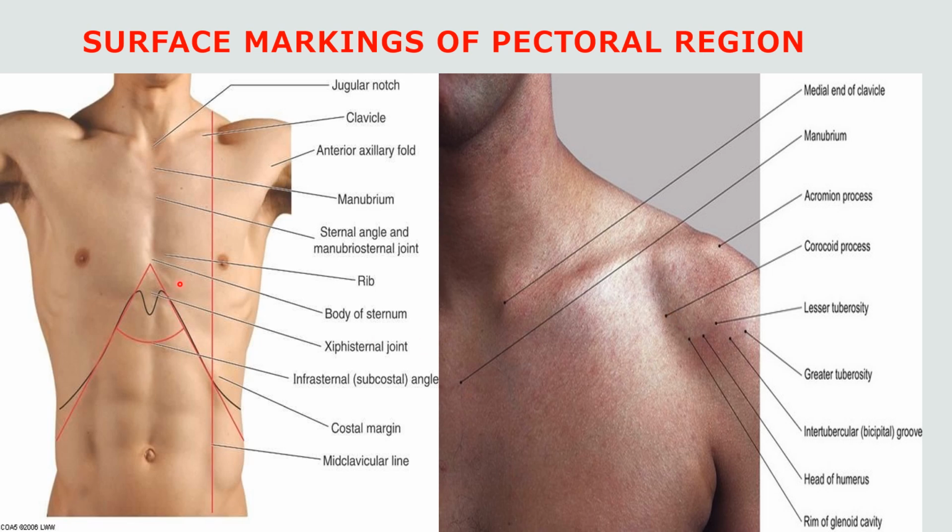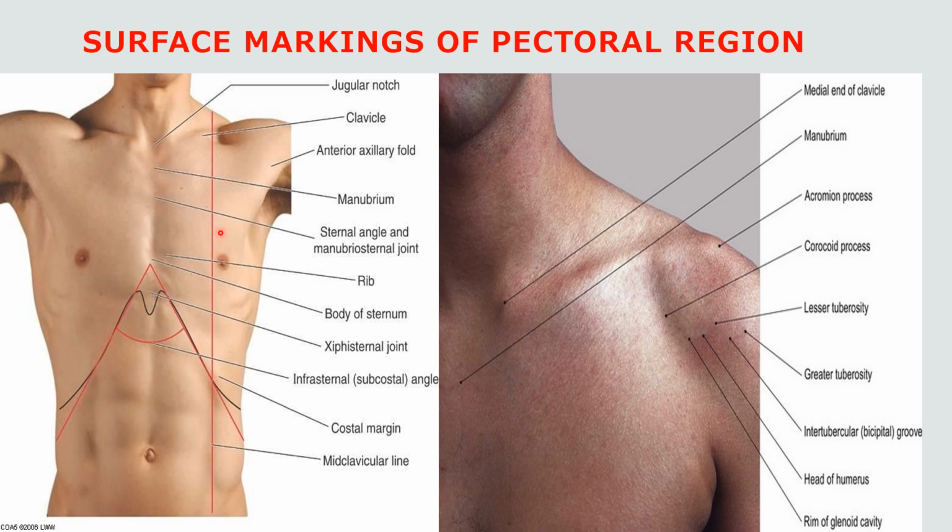Then we have the nipple. It is the most important surface feature of the pectoral region. The position differs in females, but in males, it usually lies in the 4th intercostal space and medial to the mid-clavicular line. This you have to remember, that the nipple lies in the 4th intercostal space.